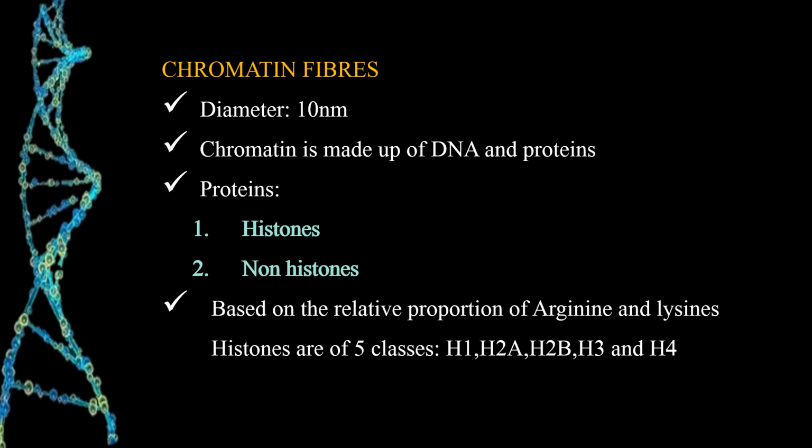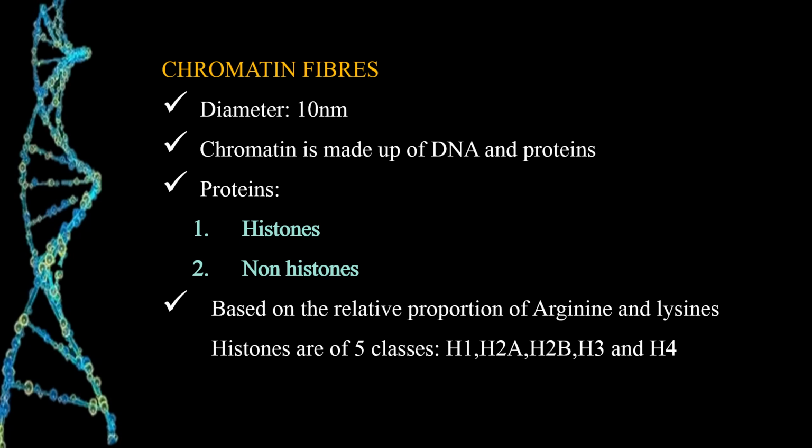The beaded string form of chromatin has a diameter of 10 nanometers. The 10 nanometer fiber represents the basic organization of chromatin. So the chromatin is made up of DNA and proteins. There are two types of proteins, that are histones and non-histones. And based on the relative proportion of arginines and lysines, that are the basic amino acids in histones, histones are divided into 5 classes: H1, H2A, H2B, H3 and H4. So they are called the canonical histones.